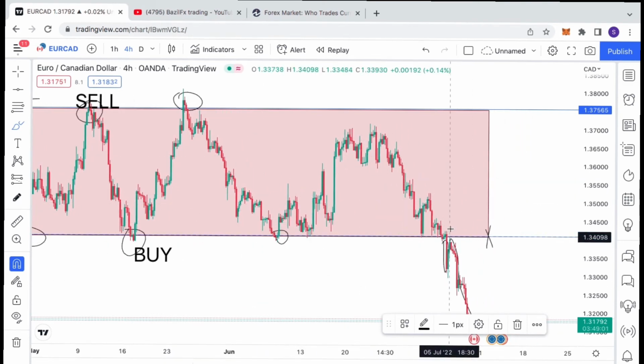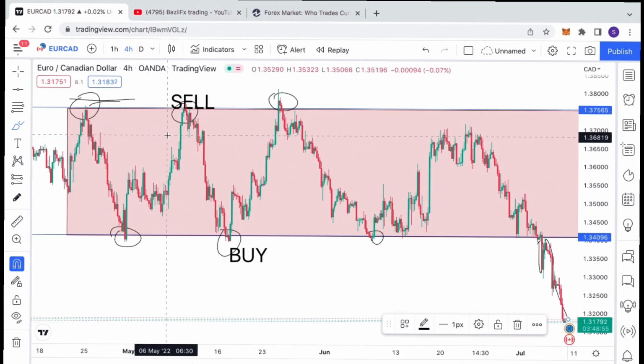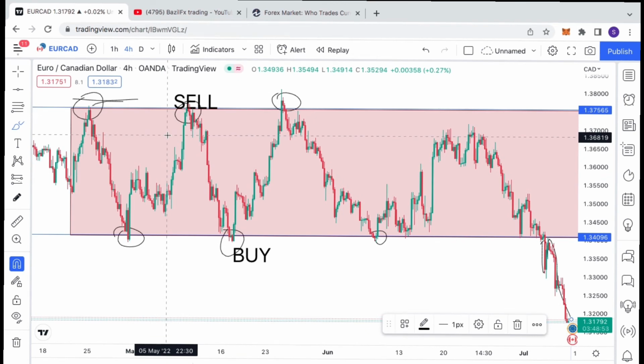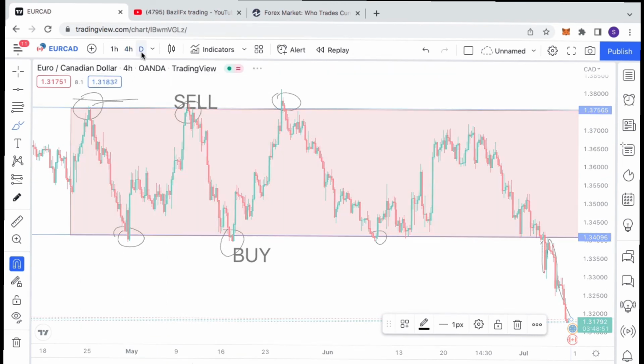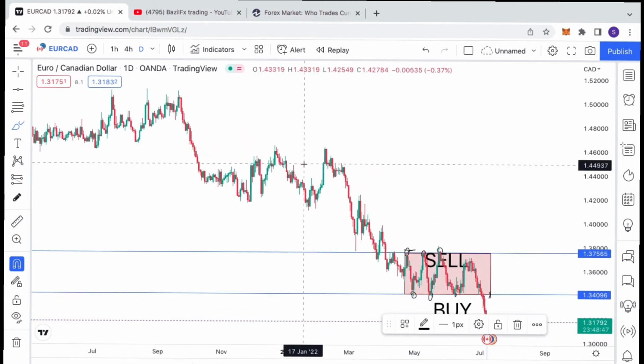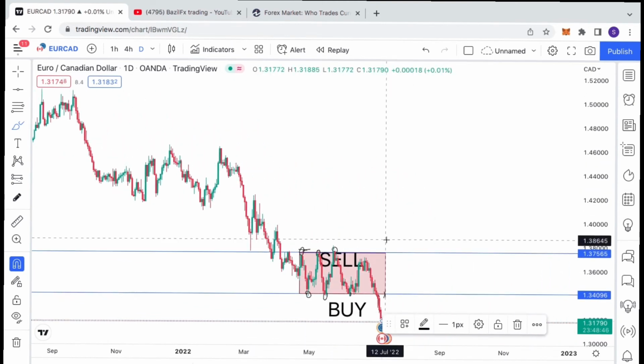But again, we don't take trades on bigger time frames. We go down to the 15 minutes time frame to take our trades. This is demand and supply, guys. As you can see, this is a demand and supply zone. On the bigger time frame, this is a bearish rectangle. A bearish rectangle is a continuation pattern to the downside.